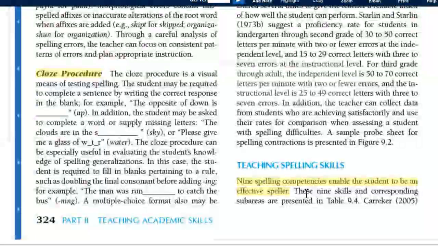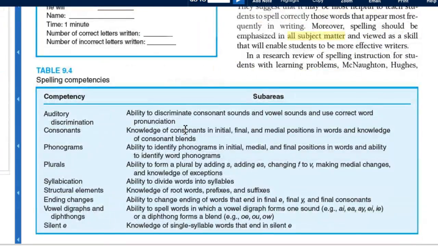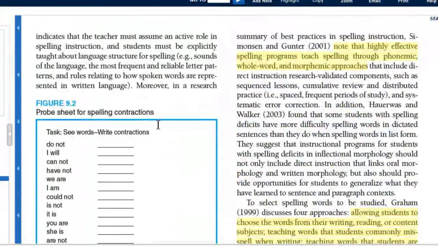Teaching spelling skills. 9 spelling competencies enable a student to be an effective speller. Can you believe that? If you can get these 9 competencies, you're an effective speller. I gave that. I clipped this for you to bring in, these competencies in spelling. But it says if you don't get these in, you have to very explicitly have spelling taught to get that. This is part of that note that highly effective spelling programs teach spelling through phonetic, whole word, and morphemic approaches. And what that's saying is it's hard to rely on just one. And that's the problem sometimes when you buy commercial programs, it has one approach.